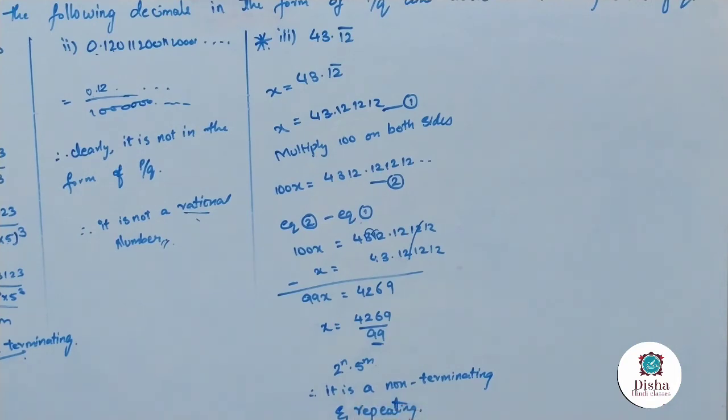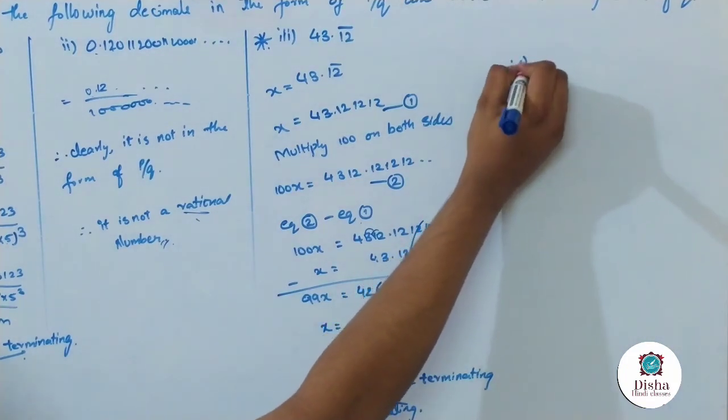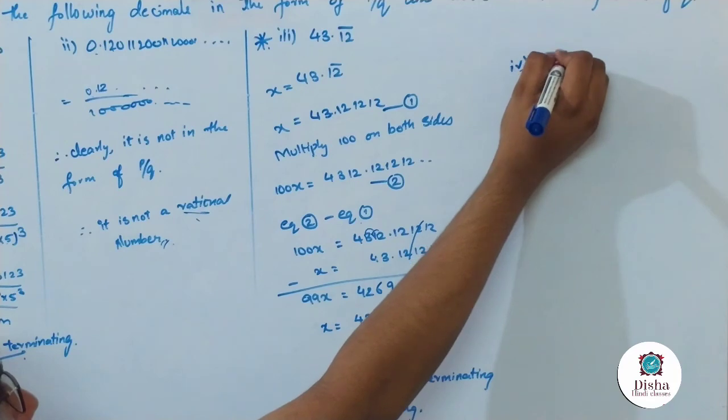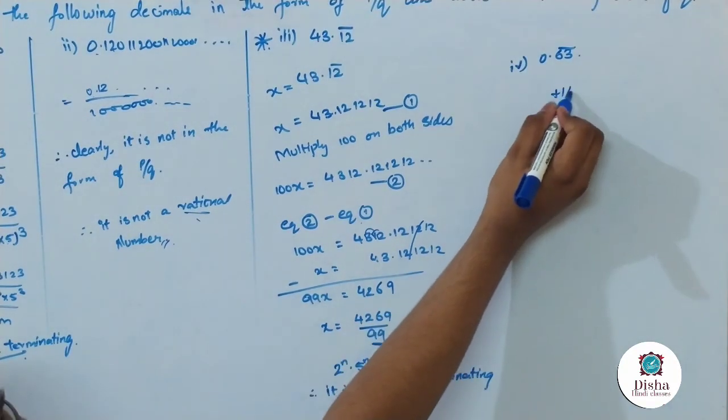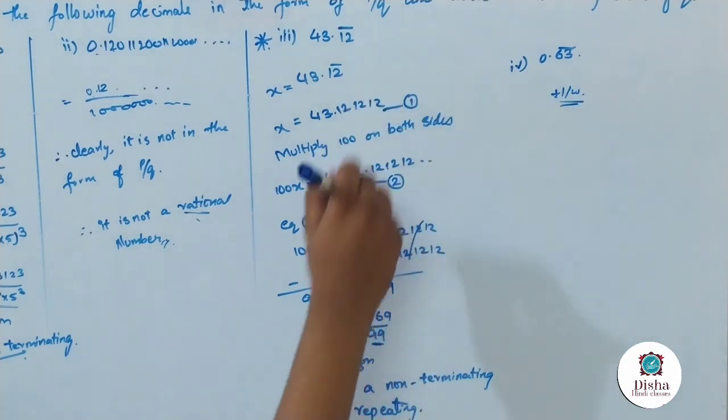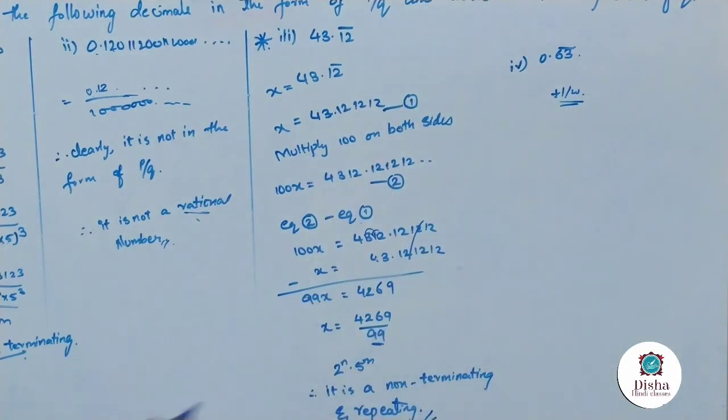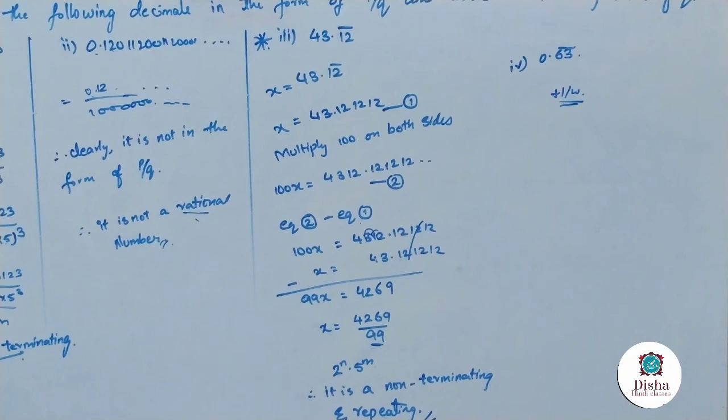So you have one more problem, that is the fourth one, that is 0.63 bar. So you can try it as homework or do it yourself to test if you have understood this problem. Thank you.